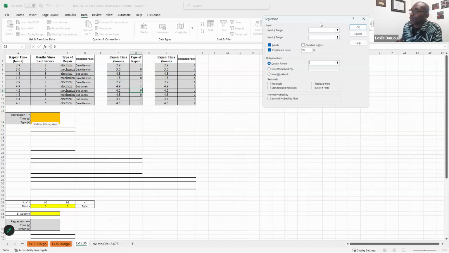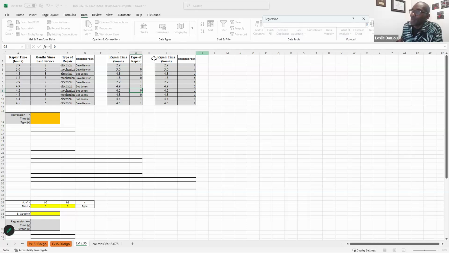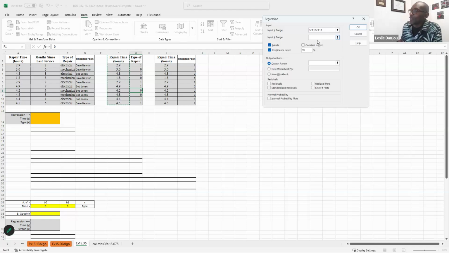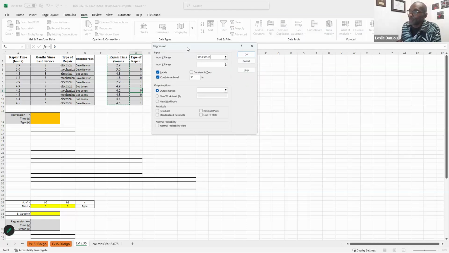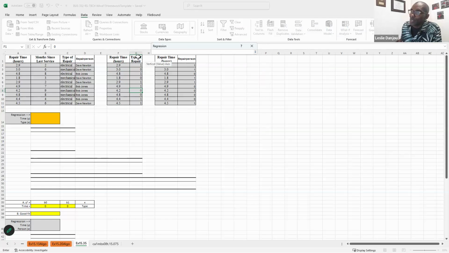For my Y's, please make sure that you put time. These are the end results. Whether it's the electrical or mechanical situation, the end result is the repair time. Good. For your X's, so you guys can see this a little better, this is the type of repair.